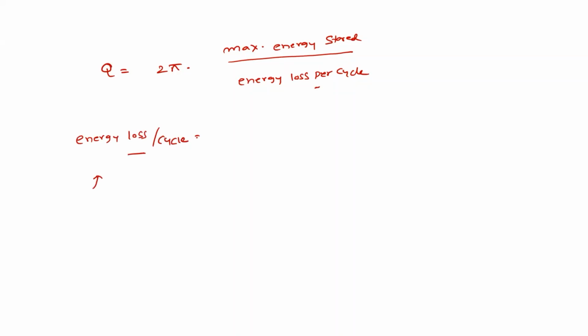Now what is the energy loss? What is the formula for energy? I square R is power, and power into time gives you the energy. Agree? Yes, sir. Okay. So the energy loss is equal to the average power dissipated into the periodic time, the time required to complete one cycle. Agree?